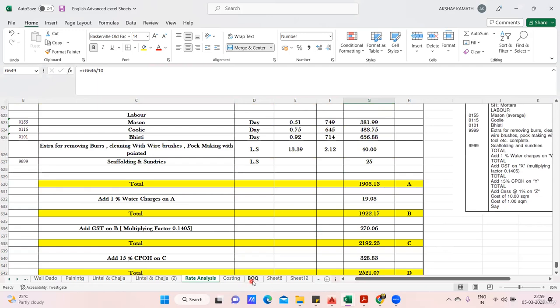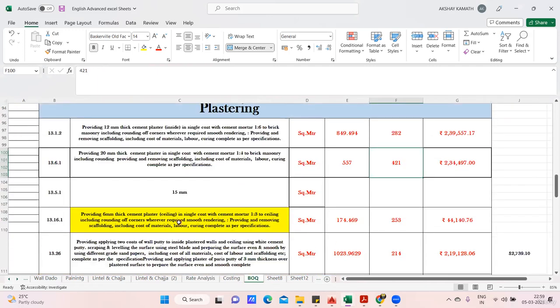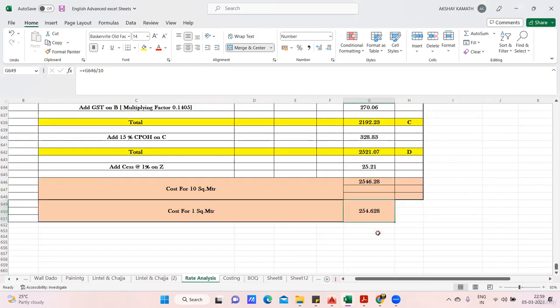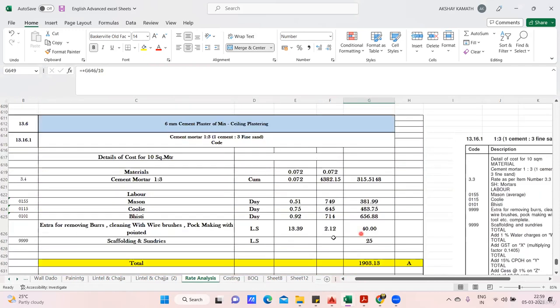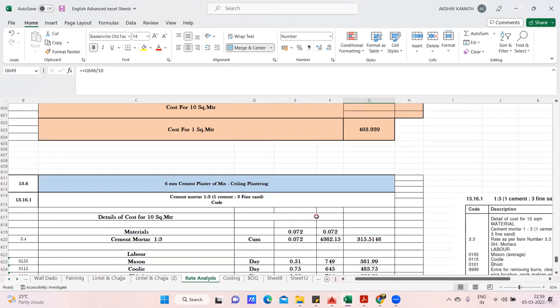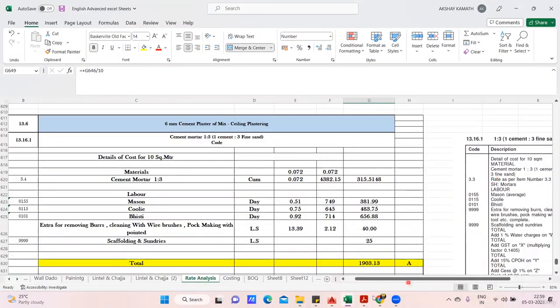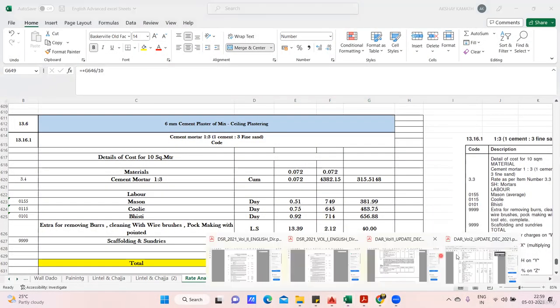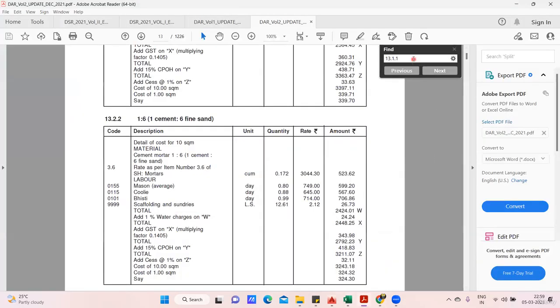That's it. Whatever you got here, 254 for ceiling plastering, we have put 253 here. Okay. And we have done 254 here. You're getting my point, no? So in this way, you're supposed to do the rate analysis for the plastering. So most of the things, whatever you are supposed to understand, I've explained to you. Other than that, it is 13.16.1. So we'll go with that, 13.16.1.